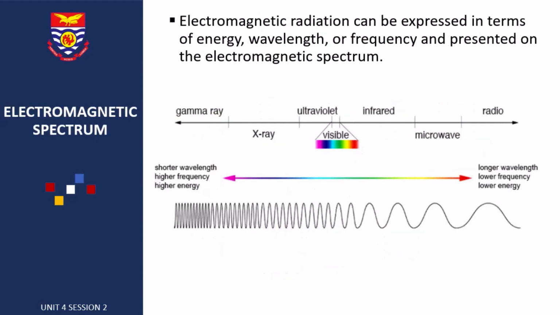As stated earlier, electromagnetic radiation can be expressed in terms of energy, wavelength, or frequency, and is presented on the electromagnetic spectrum. As the energy increases, it is expected that the frequency should also increase. But when the energy increases, the wavelength reduces.